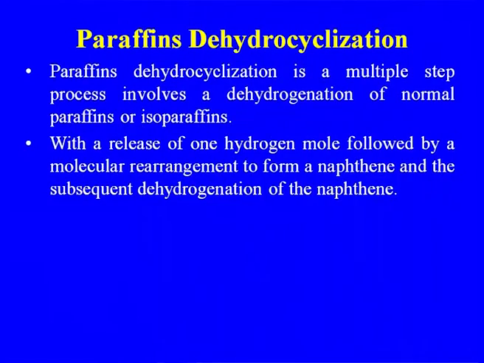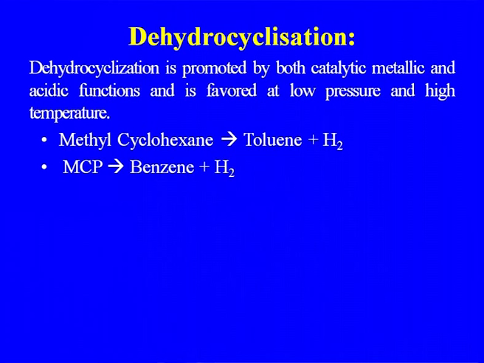Paraffins dehydrocyclization, this is also a multiple step process. A dehydrogenation of the normal paraffins or the isoparaffins. This is the dehydrocyclization, with a release of one hydrogen mole followed by a molecular rearrangement to form a naphthene and the subsequent dehydrogenation of the naphthenes. Dehydrocyclization is promoted by both the metallic and acidic function, and is favored at low pressure and high temperature.